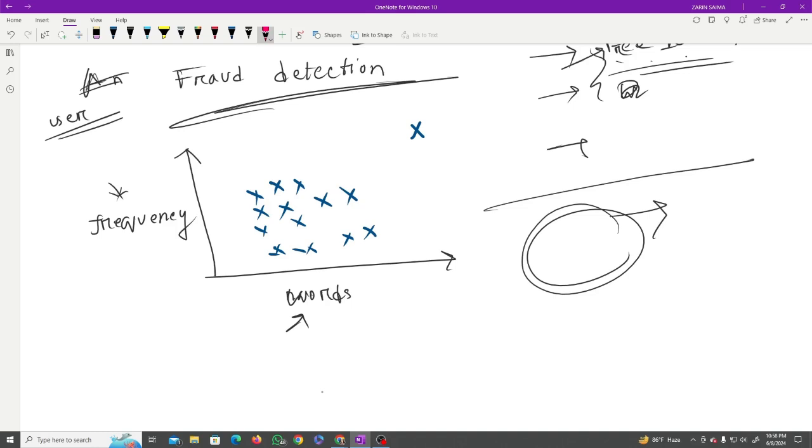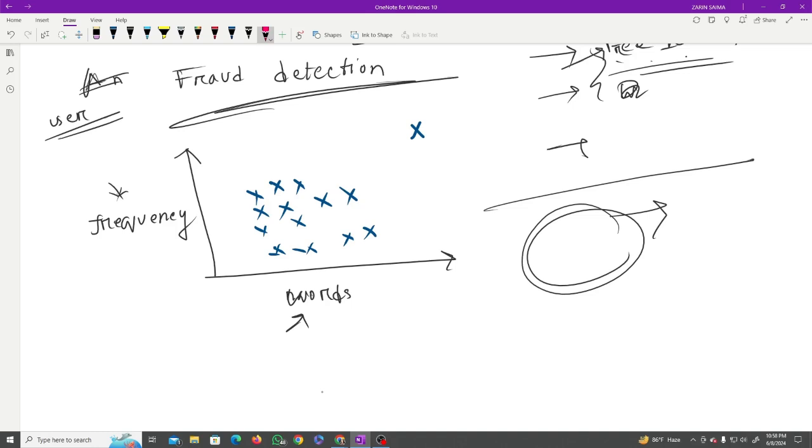Suppose you have some data in some distinct position, and after running your anomaly detection algorithm, you can predict, okay, these are our normal customers, and these are the people who are actually spamming the comment section, who are actually fraud. So by doing all these things, you can detect your fraud. And the fraud detection application is unsupervised learning, since you don't have any y, your y is unlabeled.